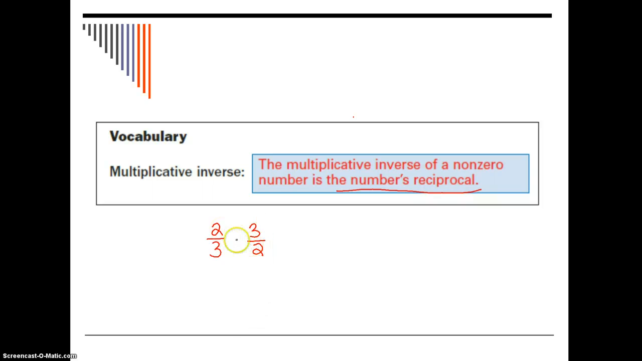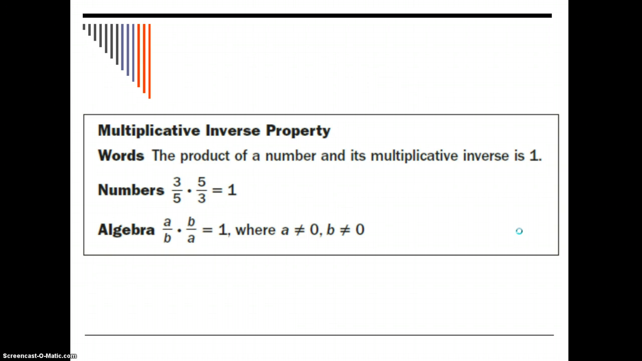And remember, the reciprocal definition is when you multiply the number and its reciprocal together, you end up with a product of 1. And that happens anytime you multiply by the reciprocal, or the multiplicative inverse. The multiplicative inverse property is that the product of the number and its multiplicative inverse is 1. You can see 3 times 5 is 15, 5 times 3 is 15, 15/15 is 1.